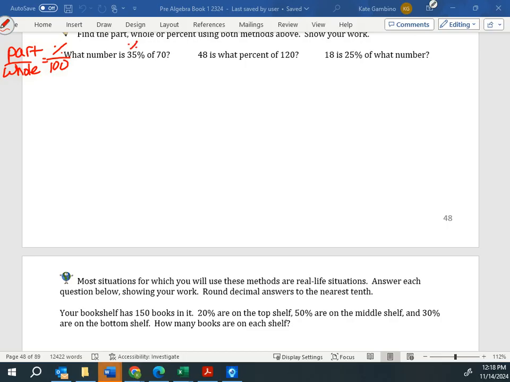What would be our whole? Vivi? 70. So what is our part? David? The unknown number. So what are we going to use when we set up our proportion? We're going to use the P, because that's what we're searching for. We're searching for the part. So knowing those pieces, can we set up our proportion? Amala, yes. Can you walk me through it? What should I write? P over 70.